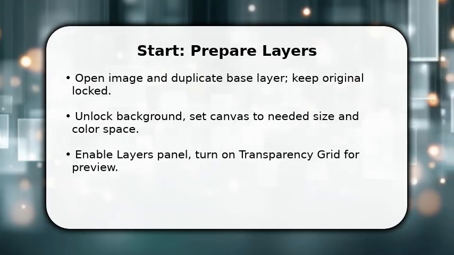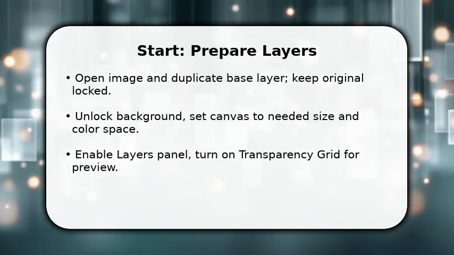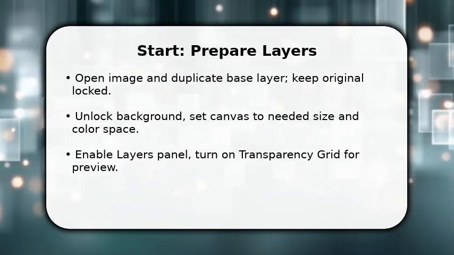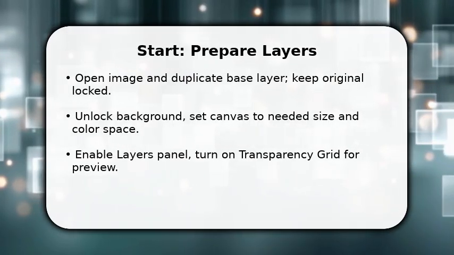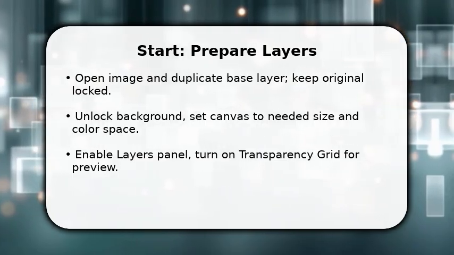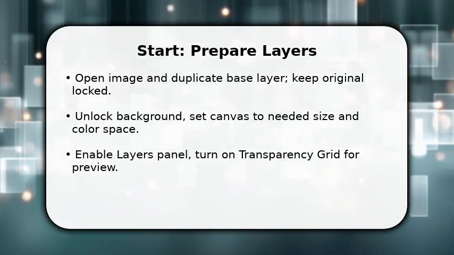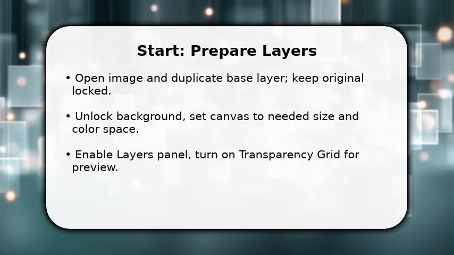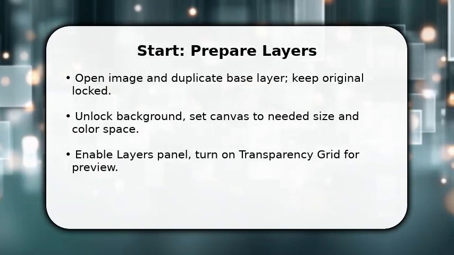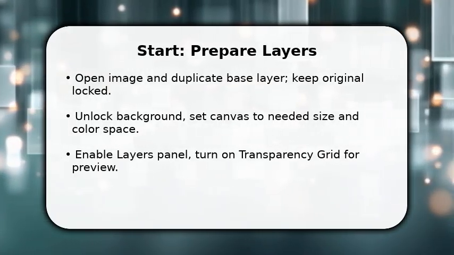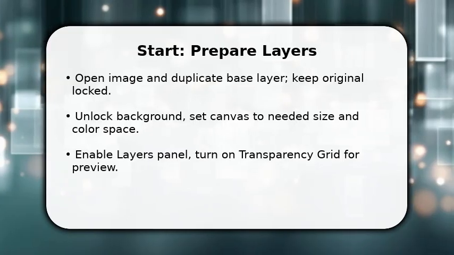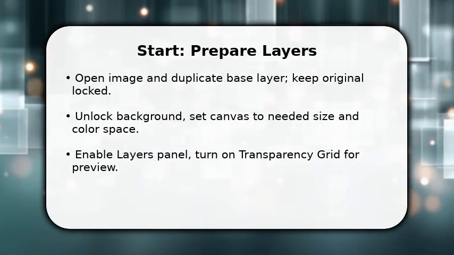You begin by preparing layers so your transparency work is non-destructive. Duplicate the base layer right away and keep the original untouched. This preserves fallback. Once done, unlock the background and set your document color space and canvas size to match export needs. Make sure to enable the transparency grid so you can see transparent areas as you work.